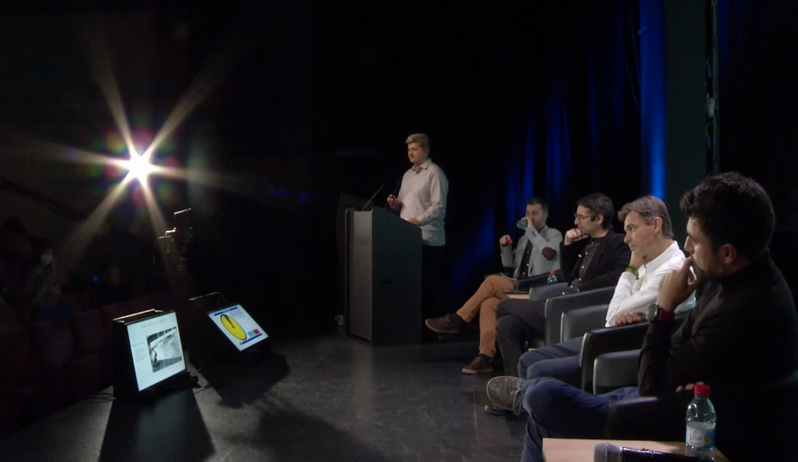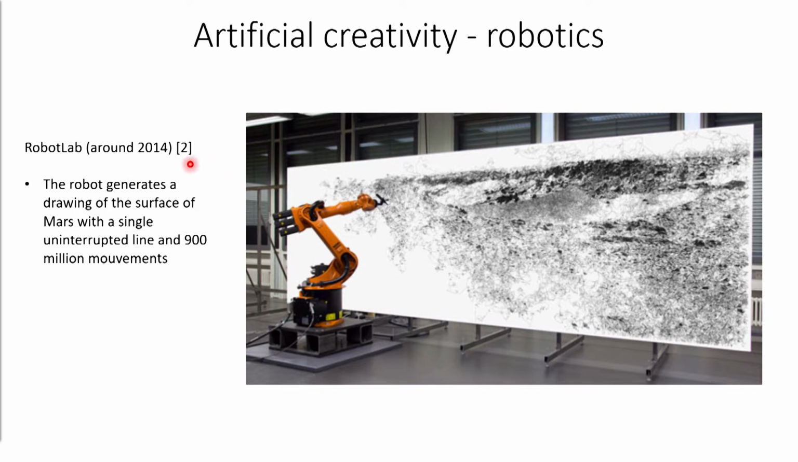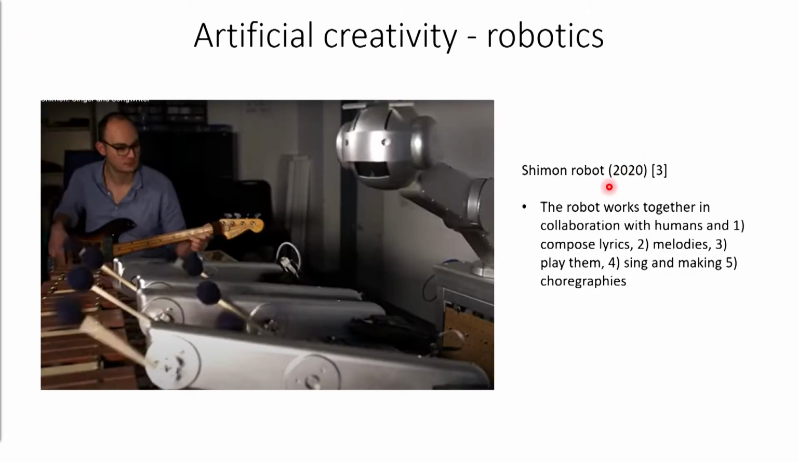And then more recently, you have this robot which drew the surface of Mars with only one line, without using several lines. So it's 900 million movements to make just one line for a painting. So this is all about robotics. That one is really interesting, and at the end I will let you see maybe 1 minute, if I'm not too long, of a video of what it's doing.